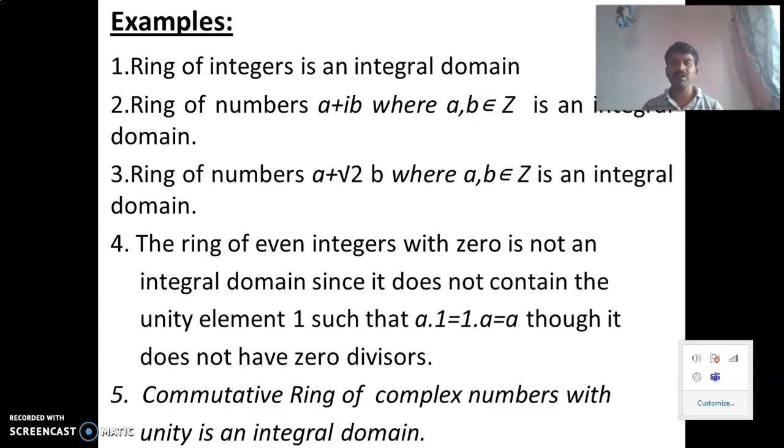But the ring of even integers with zero is not an integral domain, since it does not contain a unity element 1 such that a dot 1 equals 1 dot a equals a, though it does not have zero divisors. That is why the ring of even integers is not an integral domain. See that the commutative ring of complex numbers with unity is an integral domain.